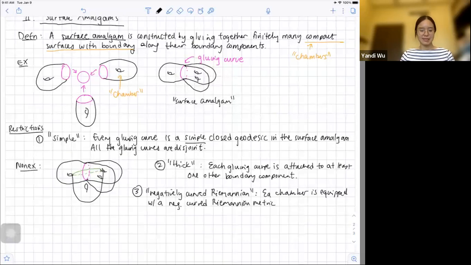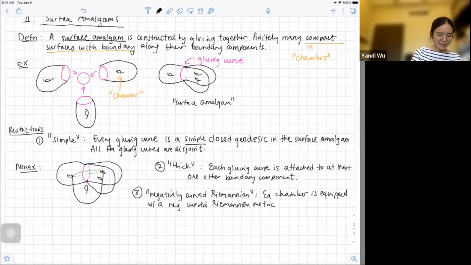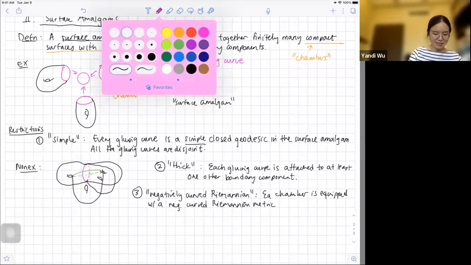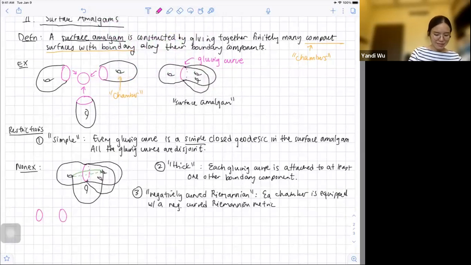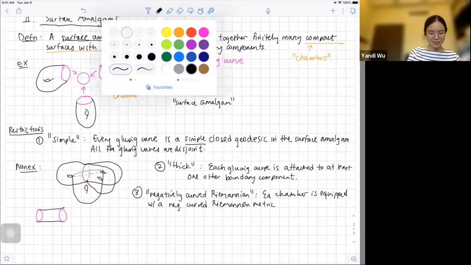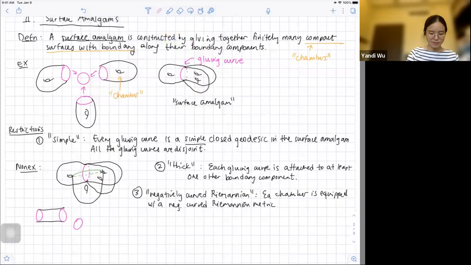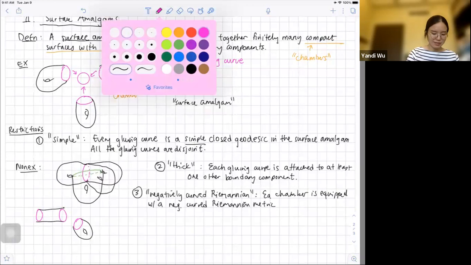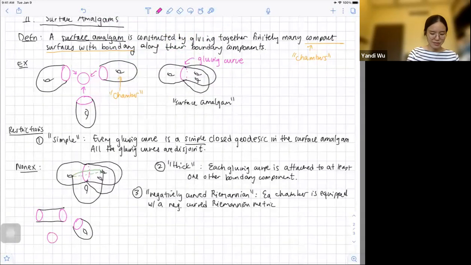So, for example, one thing that I'm not considering is that you could theoretically glue a cylinder to a torus. You identify all of the boundary components, and you do get a surface amalgam.